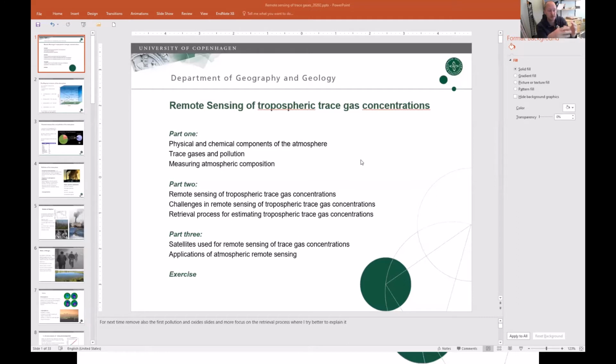Then in the second part, we come into the actual remote sensing of the tropospheric trace gas concentrations. So we will start with going through some challenges in the remote sensing of tropospheric trace gases. And then we're going through the entire process of how to come from the measurements of the satellite into a final product of the tropospheric trace gas. And in our case, we will talk about nitrogen dioxide.